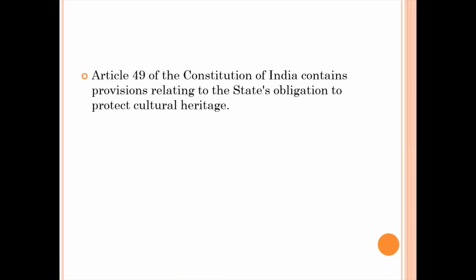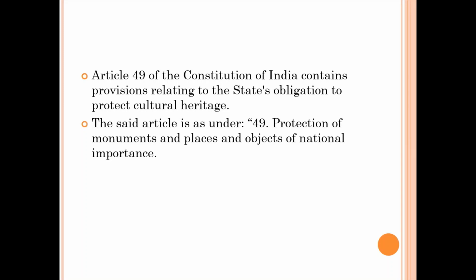Article 49 of the Indian Constitution contains provisions relating to the state's obligation to protect cultural heritage. It talks about cultural heritage and Indian sites, and how to protect them. Article 49 also covers the protection of monuments, places and objects of national importance, meaning national heritage. This is all covered in Article 49.